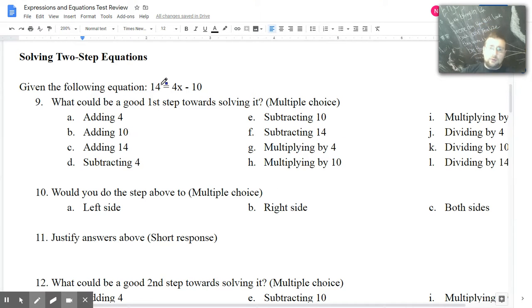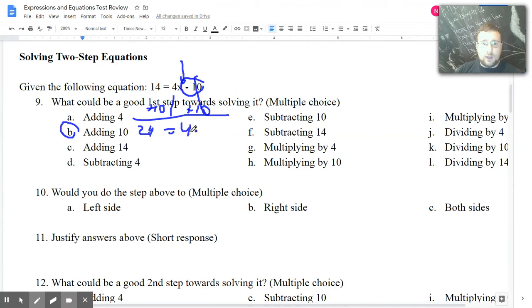Now, a lot of people will go straight to the 14 because it's on the left, but you don't deal with the 14. You want to work on the side where the variable is, this side, right? And then you have to go in reverse order of operations. So the first thing you have to do is adding or subtracting. So there is a negative 10 here that I have to get rid of. And the opposite of negative 10 is plus 10. So I'm going to be looking for adding 10 as my answer. And so I'm going to add 10 to both sides. And if I add 10 to both sides, I get 24 equals, the 10s cancel out, 4x.